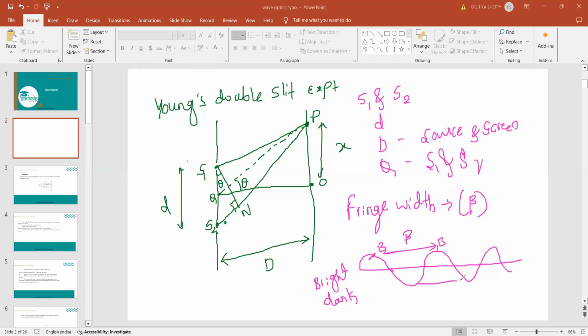The distance between the dark colors is also called the fringe width. So what is fringe width? It is the distance between two consecutive bright or two consecutive dark fringes. That is how fringe width is defined. Okay, hope you understood the definition of the fringe width.